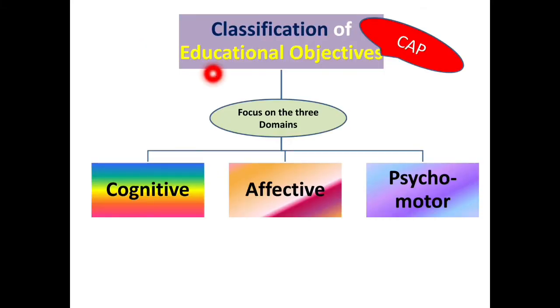While talking about educational objectives, we should understand that three domains are focused: the cognitive domain, the affective domain, and the psychomotor domain. So when you are asked about the classification of educational objectives, remember it can be classified under these three domains. You can remember it as CAP: C for cognitive, affective, and psychomotor. It's a very easy way to remember.